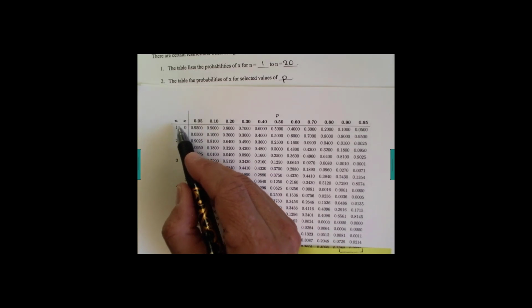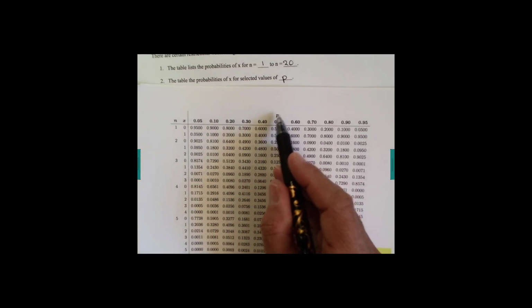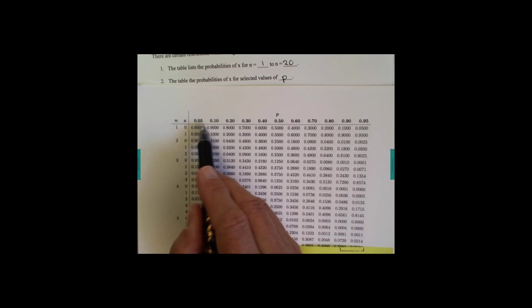Now, when can you use it? Well, you can use it anytime you have an n value that's 20 or less, and you have a probability that's one of these that's listed across the top. Now, your table is a little bit different from the one that I showed on my slide, but just remember, this is going to give you a few more probabilities, okay?